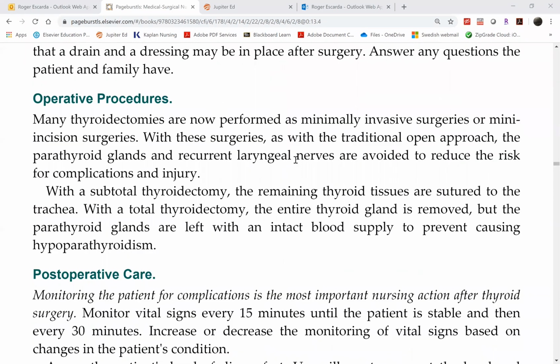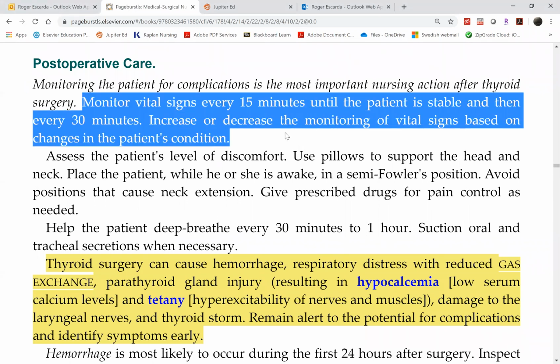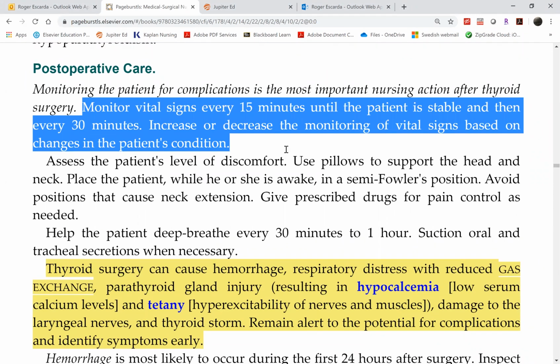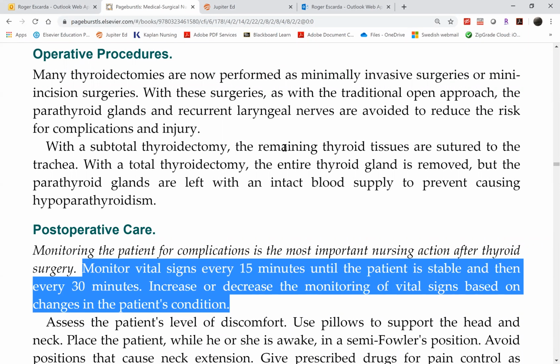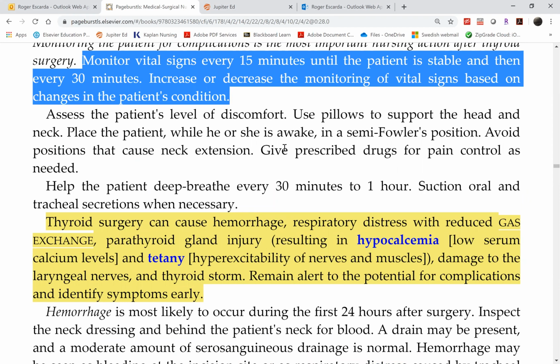We'll skip operative procedures, nothing testable there. Let's go to post-op. Immediately after the patient comes out of surgery, our responsibility is to monitor for complications. So mentioned pre-op, the possible complications are airway compromise. We talked about hypocalcemia here because of injury or removal of the parathyroid glands. And then we also have laryngeal injury potentially. And then fourth is, of course, hemorrhage.